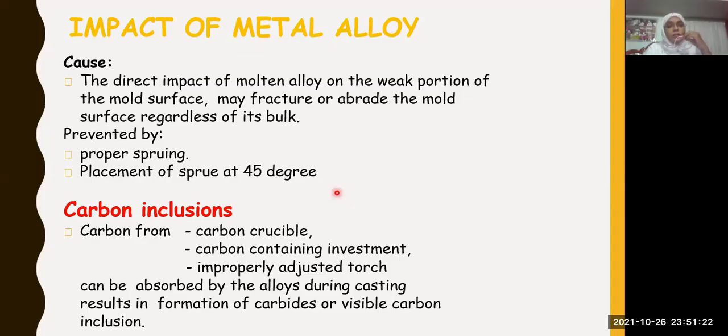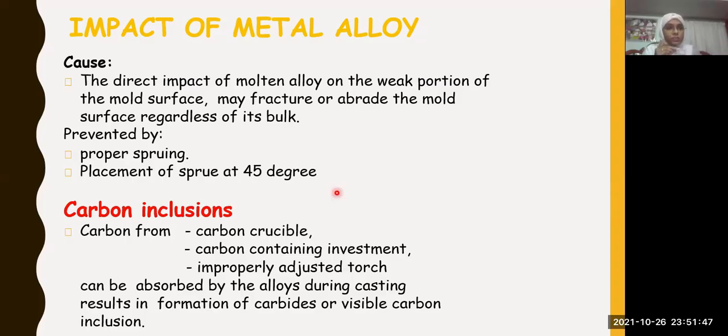So another cause is impact of metal alloy. When there is a direct impact of the molten alloy, especially on the weaker portion of the mold surface, that can cause fracture, or it can abrade the mold surface. So what you have to do is always do a proper sprueing, and you have to place the sprue at a 45-degree angle and not at a 90-degree angle.